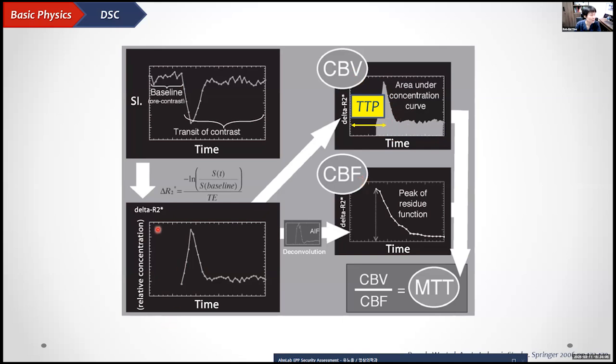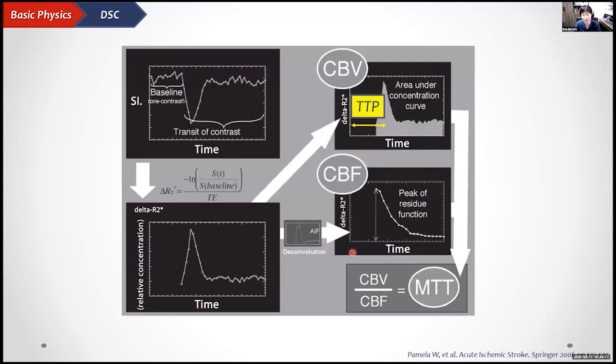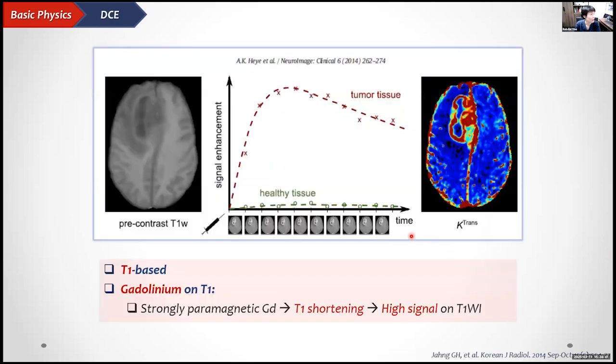Going back to the delta R2 star or relaxivity time curve, you can get the CBF by applying deconvolution using the arterial input function. After you apply the deconvolution using the arterial input function information, you get the CBF from the curve. And when you divide the CBV by the CBF, you get the mean transit time parameter. That was just a brief introduction for DSC.